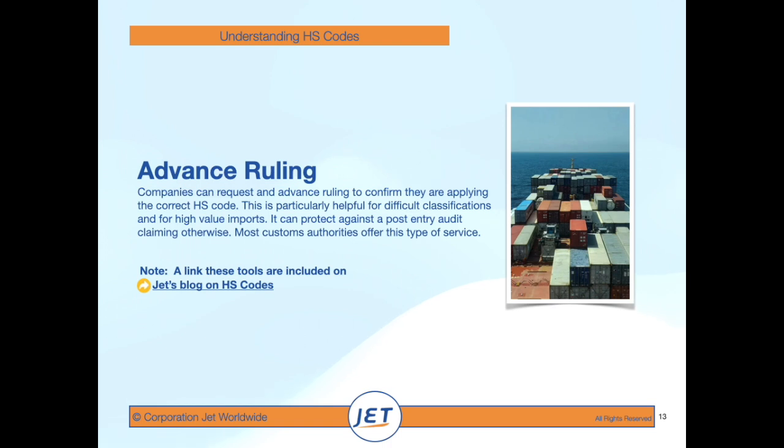And a final note on HS classifications. To make sure you are applying the correct HS code, most customs authorities, including the American, Canadian, and European customs, provide an advanced ruling service. This service helps to verify application of the correct HS code. This is especially useful for higher values and when the correct code may not be so obvious. Having an advanced ruling will help protect you in the case of a post-entry audit.